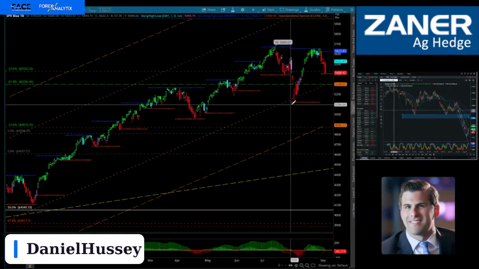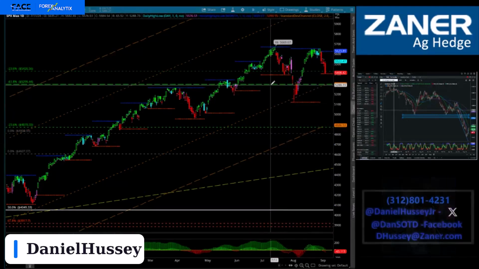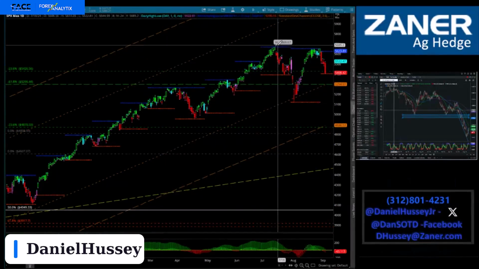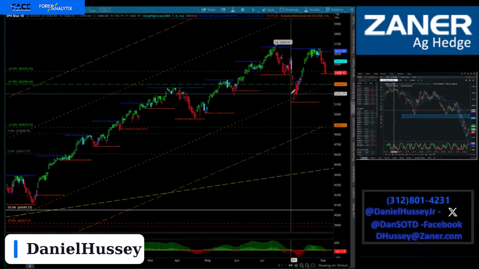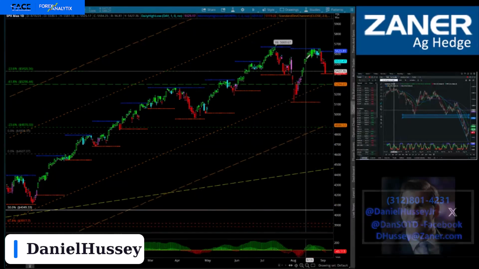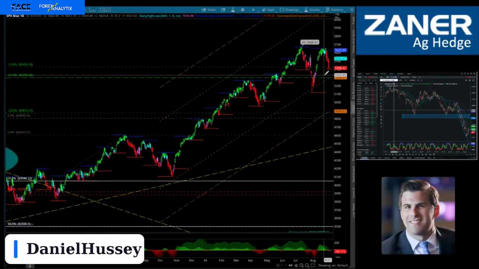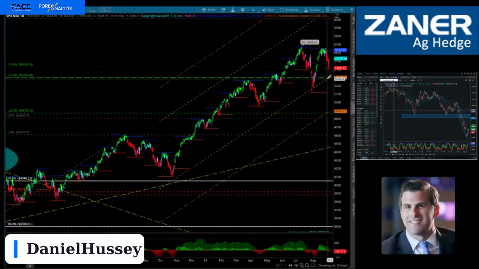Technically speaking, I think there's some support down here around 5,300 on the S&P. That's the old highs that we chewed through, broke above, came down, arguably trapped some liquidity below, but have gotten back above. I am still bullish the S&P on the daily and monthly time frame above 5,300 for the time being.